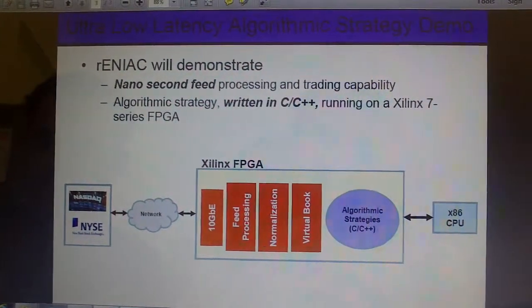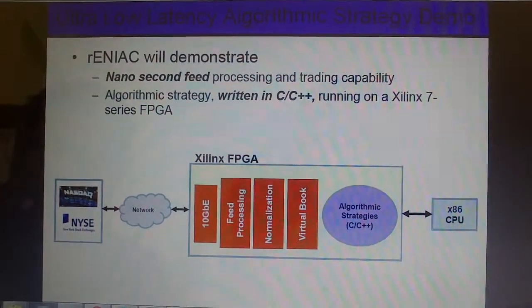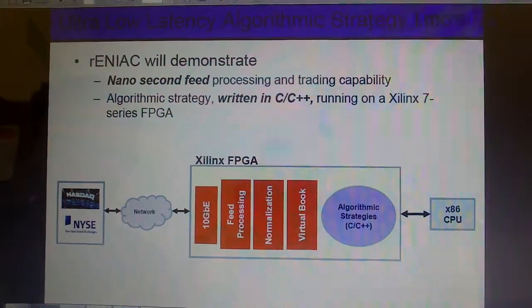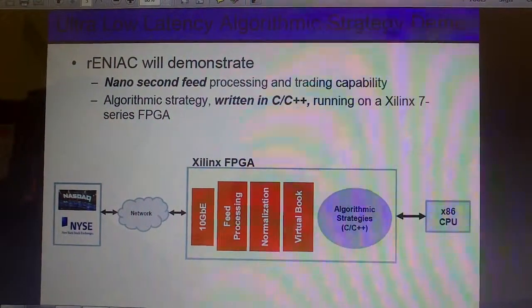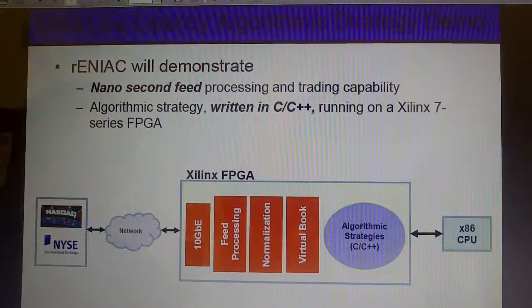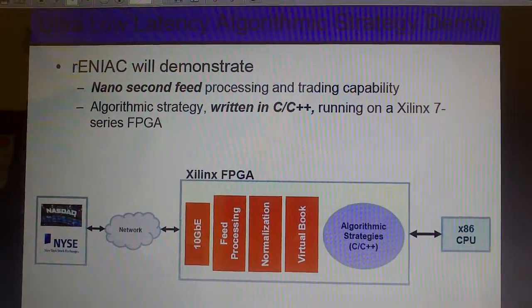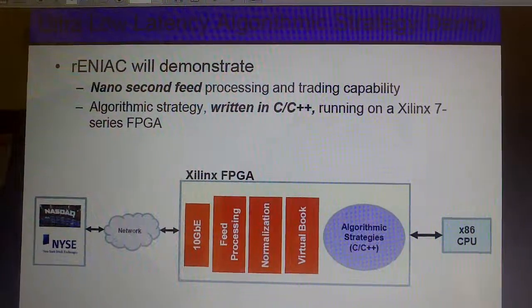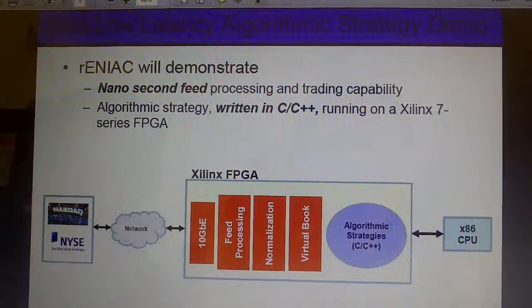Hello everyone. I will show a demo of our high-level programming environment for FPGA-based system using C language. This programming environment is used to program the algorithmic strategy described earlier. Let us look at the C code that is used to program algorithmic strategy on the FPGA.